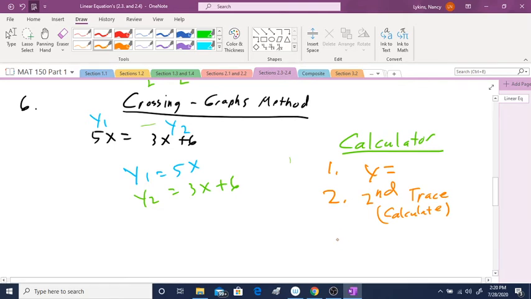Okay, so I'm going to give you some time to do this. And like I said before, you could pause this, go back and rewatch this. I know this is new to most of us. So then what you need to do after you do second and trace, look for option number 5. So you scroll down, it's going to give you some options, and you'll see the word intersect.